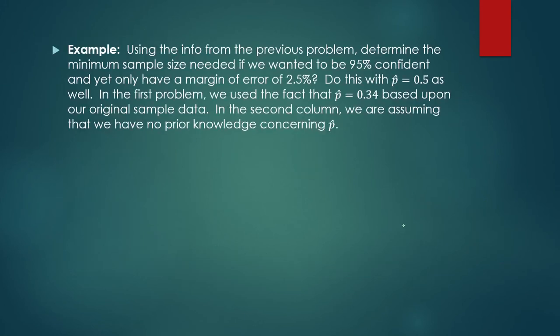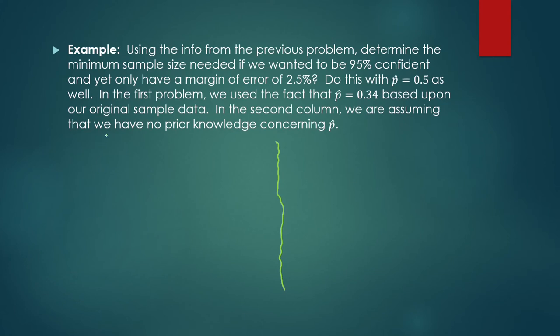Example. Using the info from the previous problem, determine the minimum sample size needed if you wanted to be 95% confident and yet only have a margin of error of 2.5%. Do this with p hat equals 0.5 as well. In the first problem, we use the fact that p hat equals 0.34 based upon our original sample data. In the second column, we are assuming that we have no prior knowledge concerning p hat. So we're going to do the problem twice.